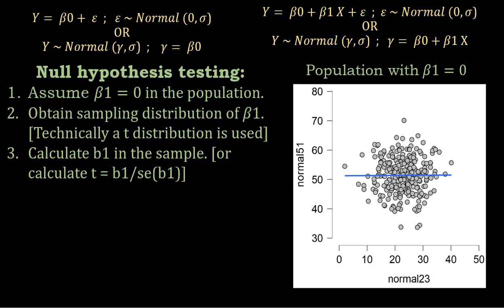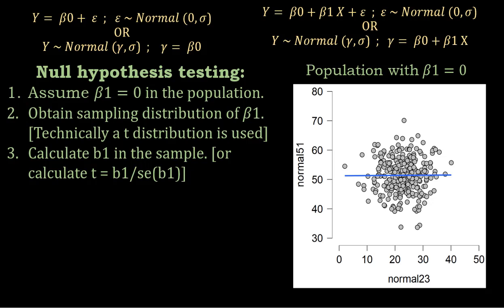Okay. So from that population with a beta 1 of 0, we obtain a sampling distribution of beta 1. That's the same as what we did in parameter estimation. We obtain the sampling distribution of the parameter we were interested in. So here we do the same, and how do we do it? We obtain a sample from this population, the same size as the sample in our study, which is 300.